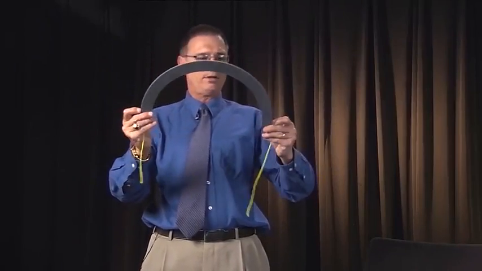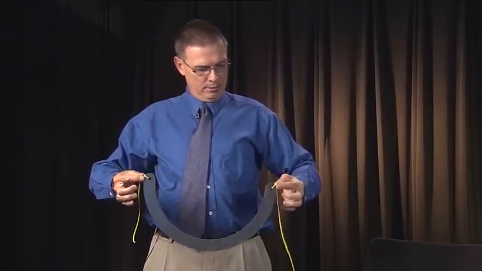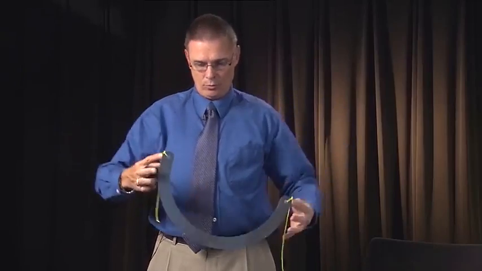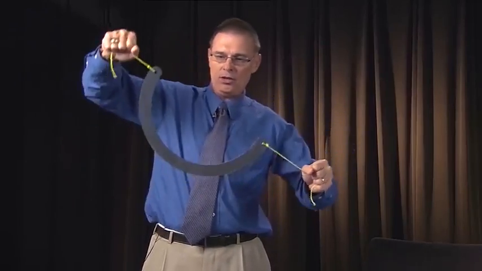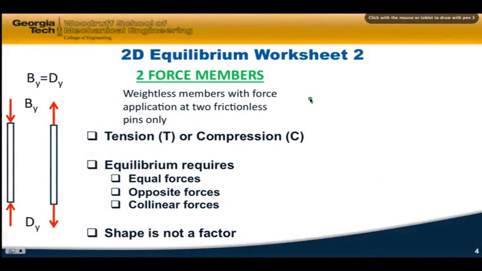Shape's not a factor. So even if I take a curved two-force member like this, it can either be in compression at the ends or in tension, along the same line of action. And just to show that shape isn't a factor, I've even taken a weird S shape. And again, either in tension or compression. So if I drew that S shape, remember, it could be any shape at all.